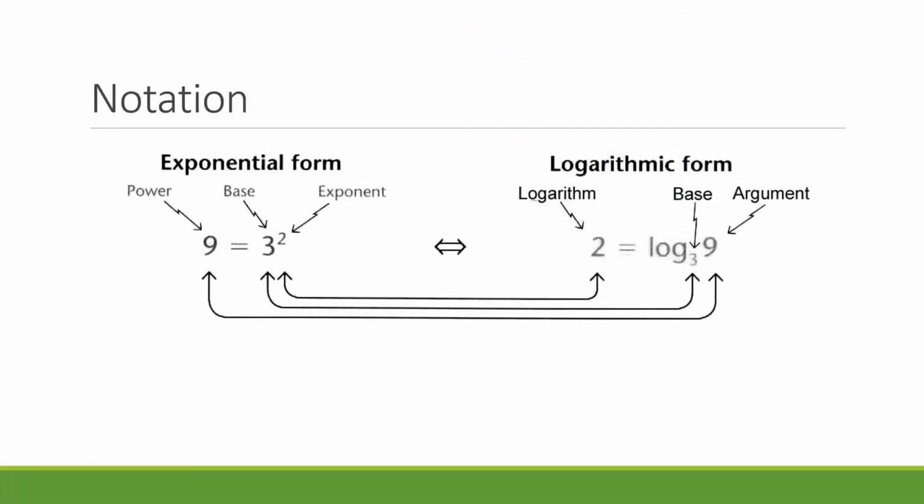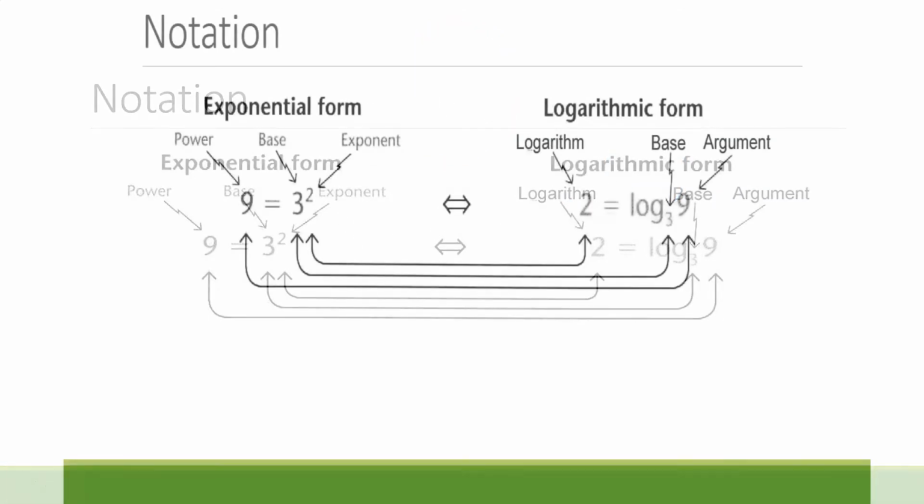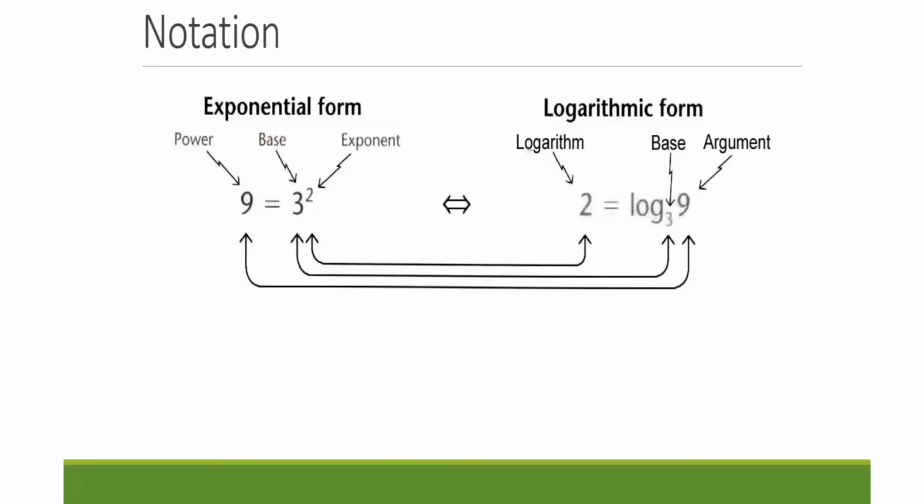Just some information about notation and the terminology that goes along with it. Looking at the exponential form, we can see that we've got the base, which in this case is 3. Then there's the exponent, which of course is 2, and together they produce the power, which is 9. In logarithmic form, we've again got the base, which is 3, the argument, which is 9, and they produce a logarithm, which in this example is 2.